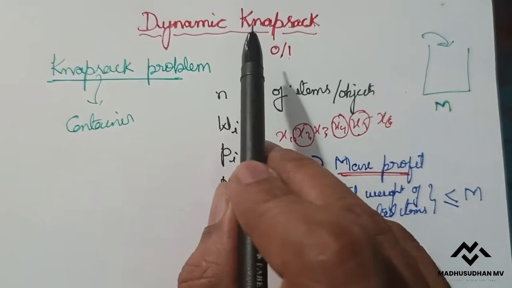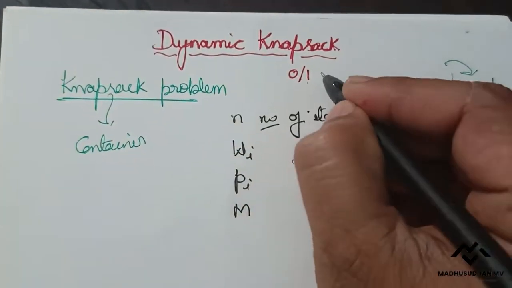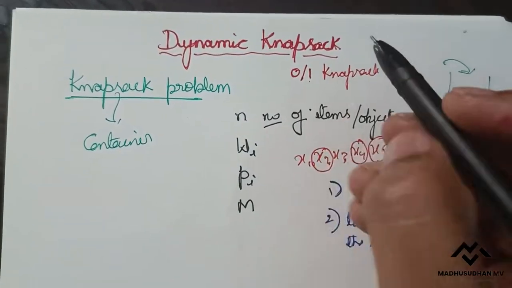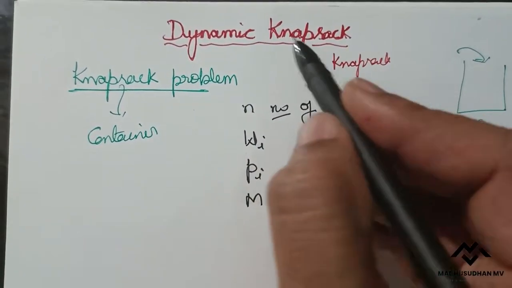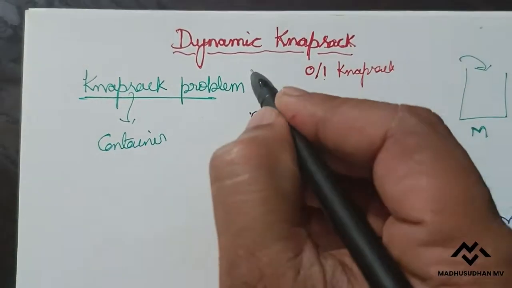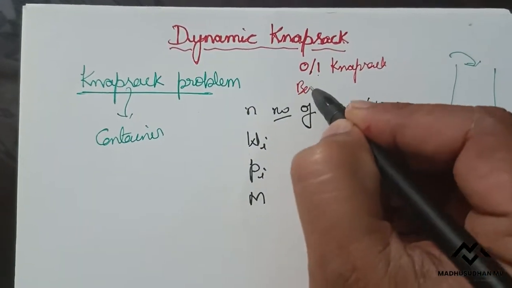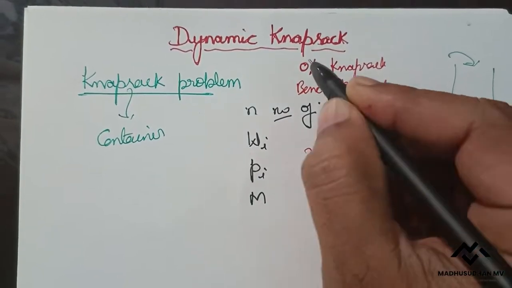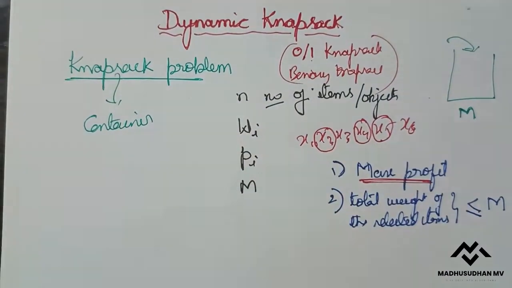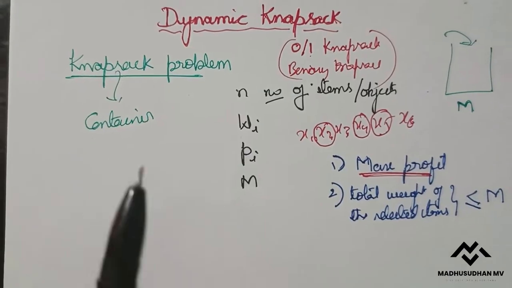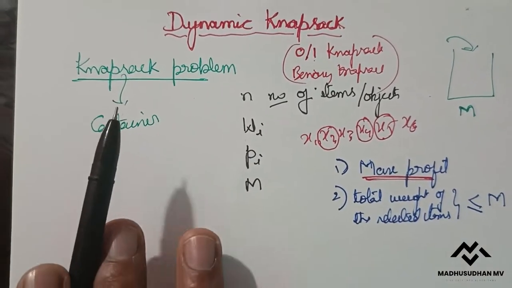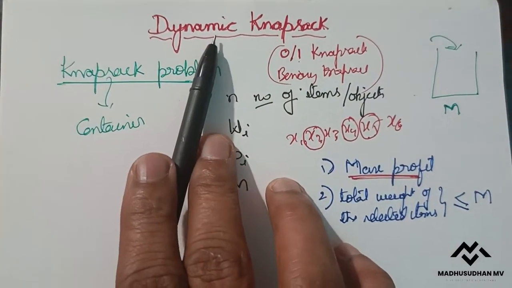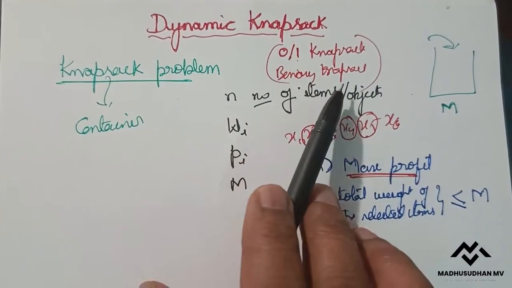Hence this dynamic knapsack is also called 0-1 knapsack. Since 0-1 is binary, it is also called binary knapsack. So binary knapsack, 0-1 knapsack, and dynamic knapsack are all the same. I hope you understood what a knapsack problem is, what we need to do, and what dynamic knapsack means.